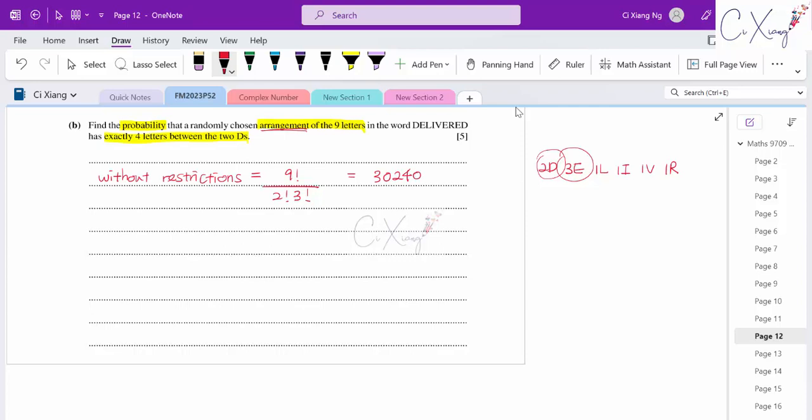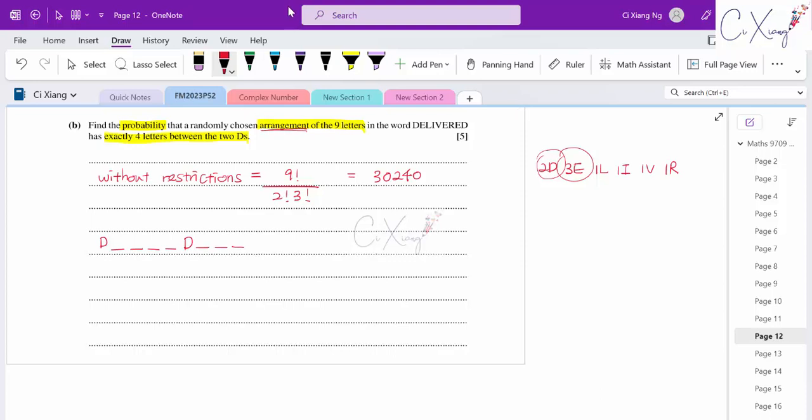And now I want to consider the number of permutations with restrictions. So what is the restriction here? They are saying that we have exactly 4 letters between the two Ds. So if I want to have 4 letters between two Ds, I have this one, D, and then in between I have 4 letters, 1, 2, 3, 4. Then this is a D again. And in total I'm having 9 letters, right? So 1, 2, 3, 4, 5, 6, 7, 8, 9. So I'm still having 3 more letters at the back.